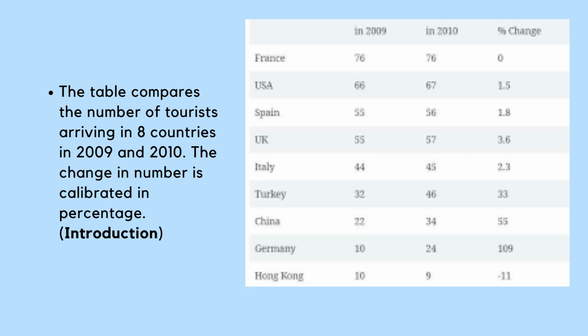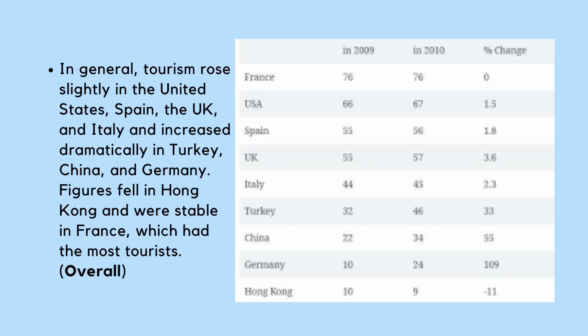Now let us move towards the overall. We will start with the overall linker. In general, tourism rose slightly in the United States, Spain, the UK and Italy, and increased dramatically in Turkey, China and Germany. Figures fell in Hong Kong and were stable in France, which had the most tourists.